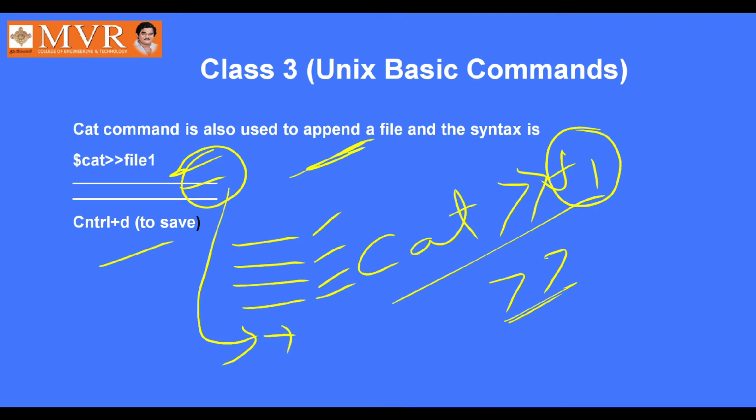And similarly, to save the information, again you need to press Ctrl D. Once you enter all the information, finally you need to press Ctrl D. Once you press Ctrl D, the file will be updated with the additional information that you have entered. Okay, this is nothing but what is called appending a file.